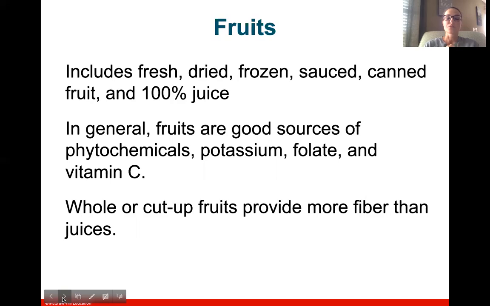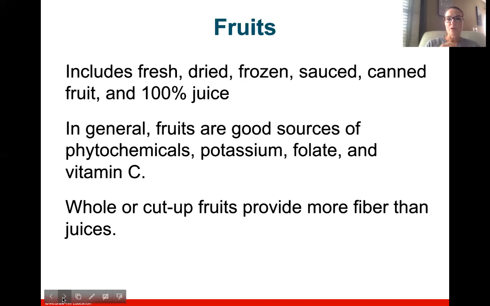Fruits, this includes fresh, dried, frozen, juices, any of those are considered fruits. Now, portion sizes for fruit vary because of the differing water and sugar content. And they are good sources of phytochemicals, potassium, folate, vitamin C. 1 serving of fruit is around 60 calories. And so servings would be like a half a cup of orange juice is considered a serving. And most people don't drink half a cup. That would be 4 ounces. So one of those little squat cups that you get in the cafeteria, that's considered a serving of orange juice.